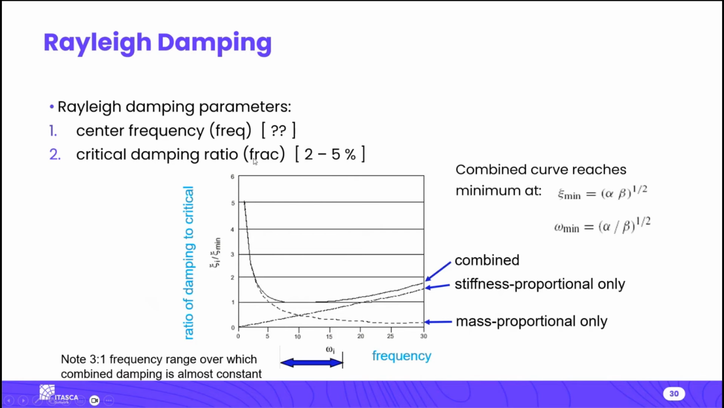You also need to give some critical damping ratio. So if your number was 1, that means it's 100% damped and nothing happens. If your number is 0, that means there's no damping and it just propagates around forever. Usually you're specifying some number like 0.02 to 0.05 as the amount of critical damping.